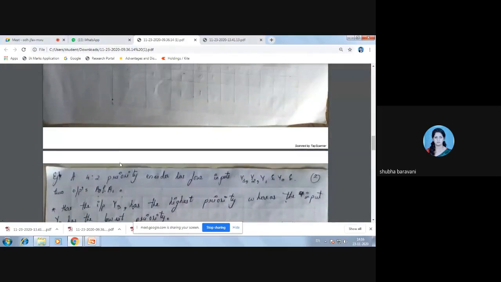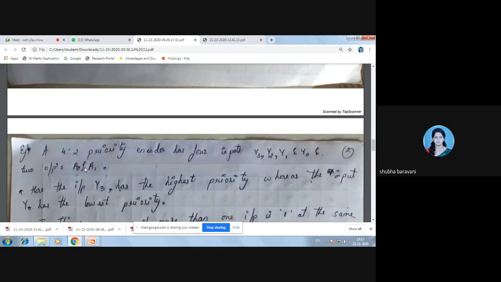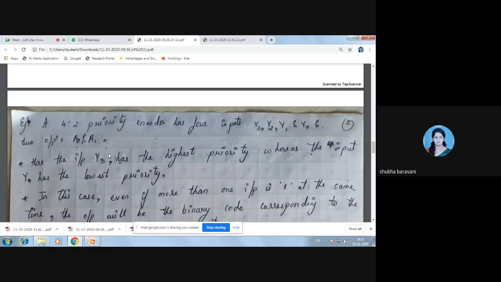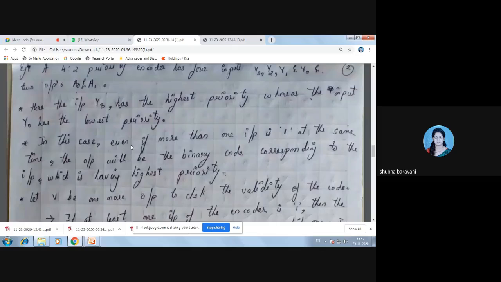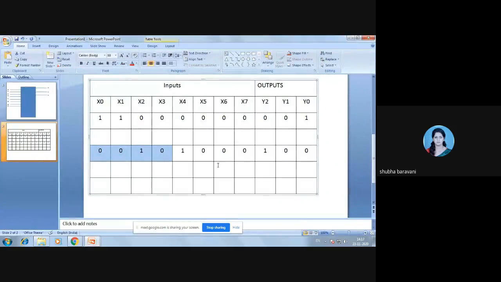Here I have taken an example of a 4:2 priority encoder. A 4:2 priority encoder will have 4 inputs, say Y0 to Y3 are my inputs, and 2 outputs A0 and A1. Now here the input Y3, as I told you, will have the highest priority, whereas the input Y0 has the lowest priority. Even if more than one input is 1 at the same time, the output will be the binary code corresponding to the input which has the highest priority.